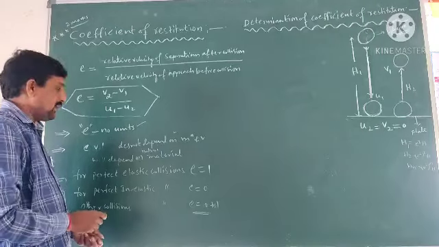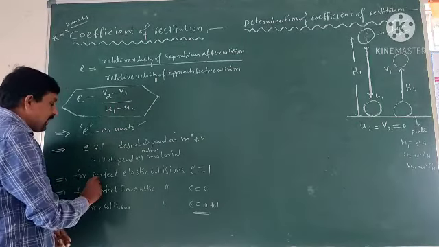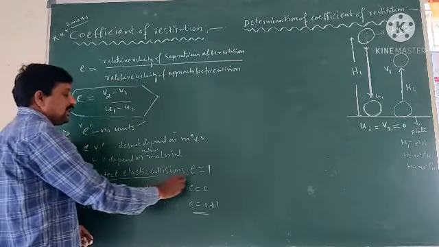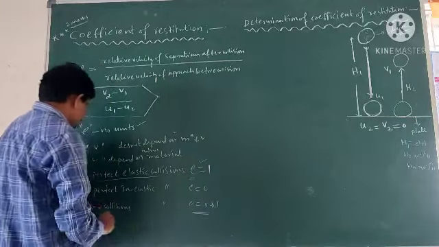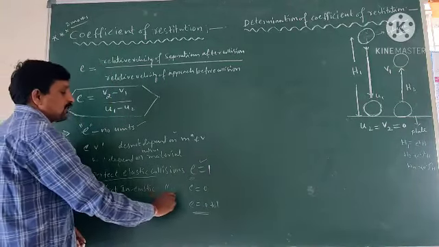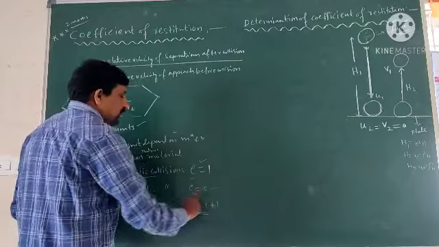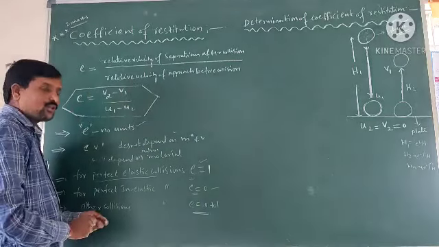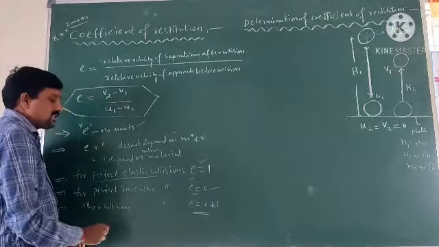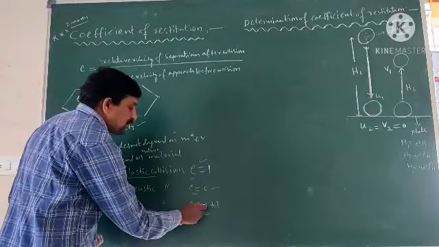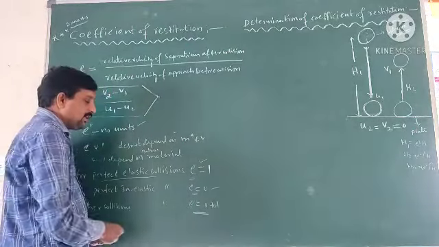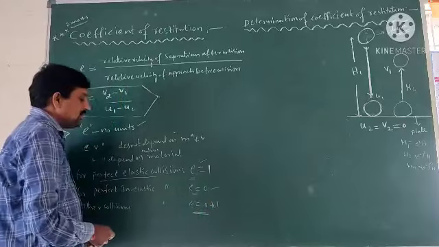For perfectly elastic collisions, e is equal to 1. For perfectly inelastic collisions, the e value is equal to 0. For other collisions, the e value lies between 0 and 1.